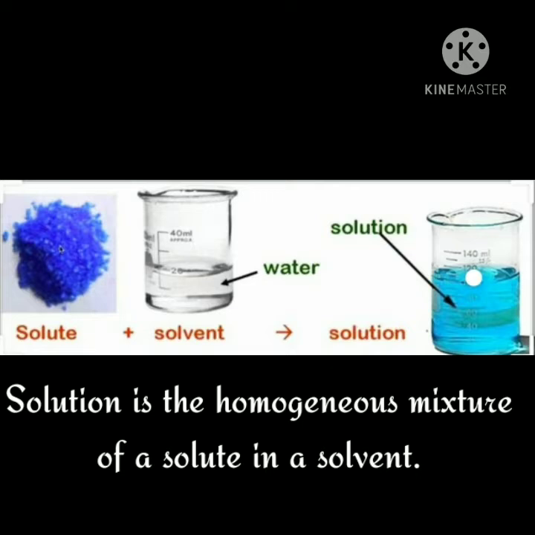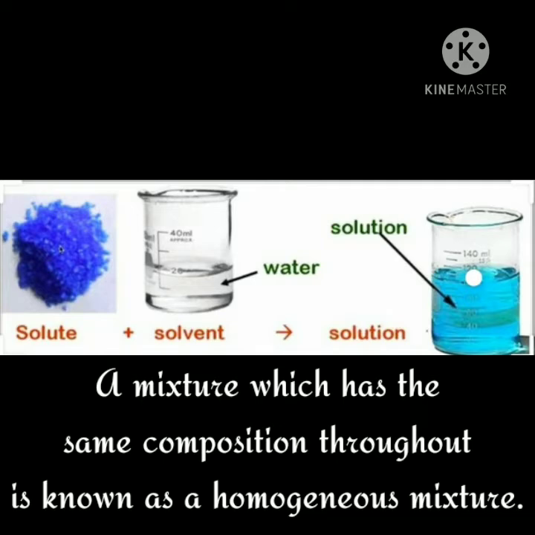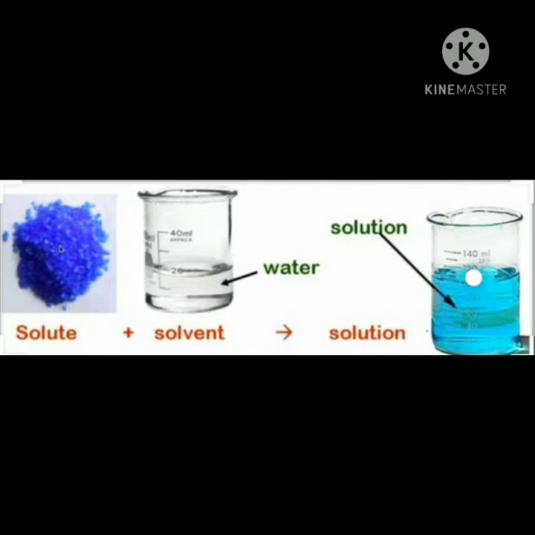What does the term homogeneous mean? Homogeneous means same throughout. That means the entire water now contains sugar molecules dissolved in it. It has the same properties throughout. So if the mixture is homogeneous, then we call it a solution.